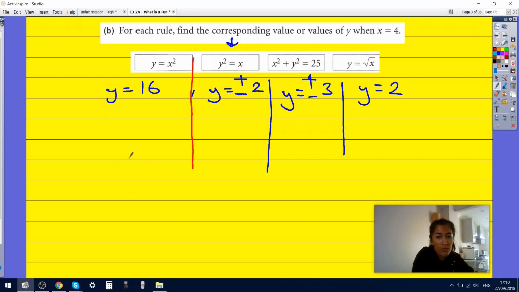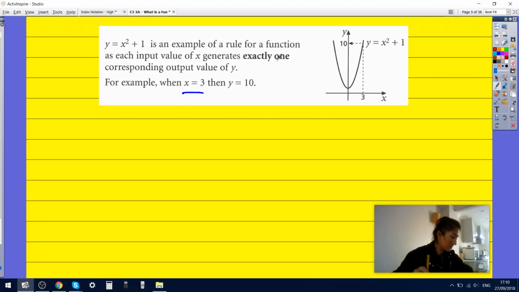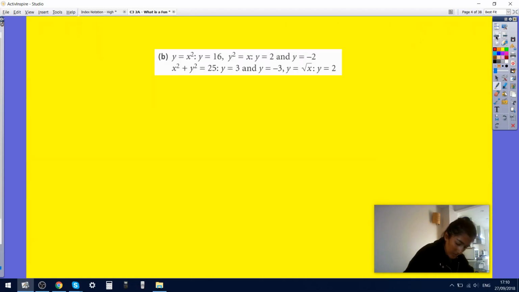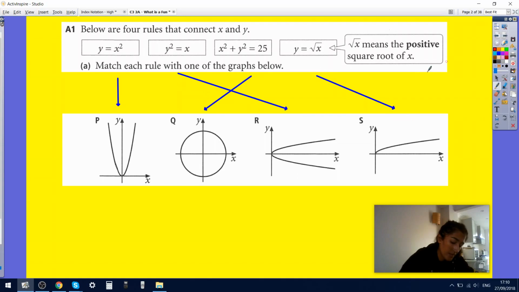What is it called when you have one answer for y? If it's a function, that means for every one input for x, you get one output, or one solution, for y. Yeah, so the functions are the first one and the last one. Yes. And why are these two not functions? Because they have two outputs. That's right.